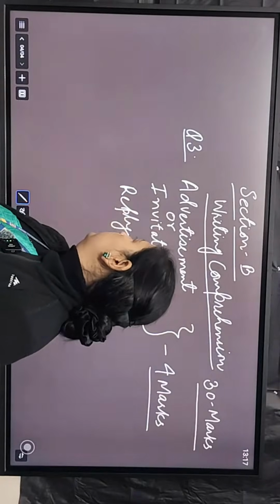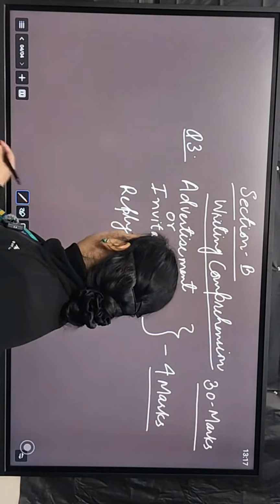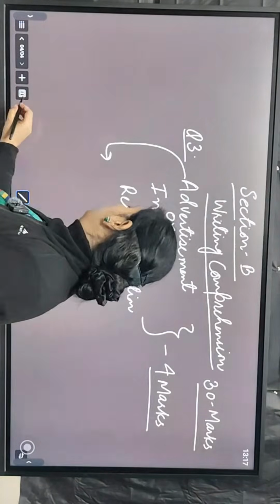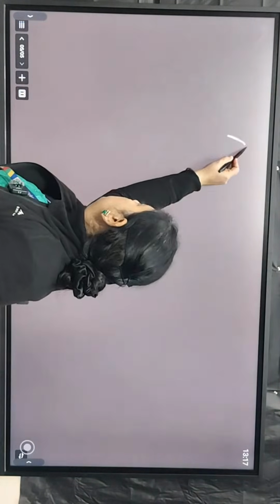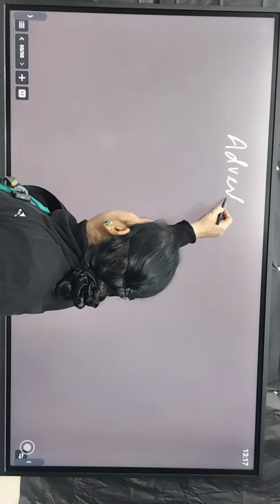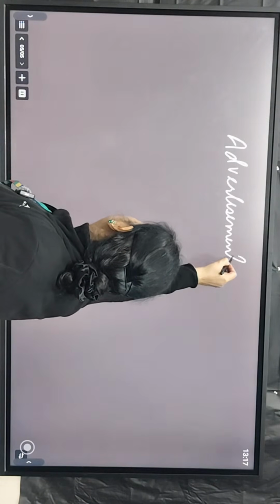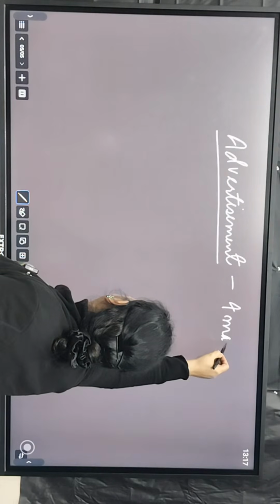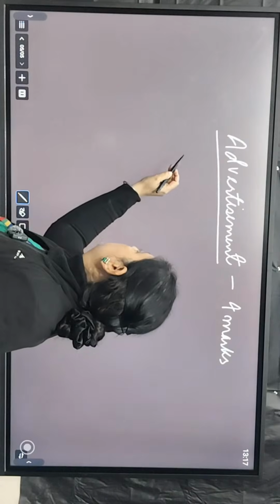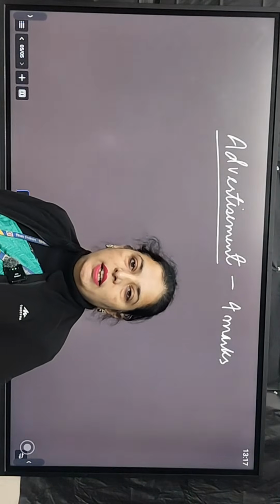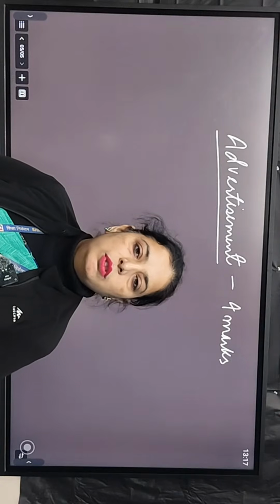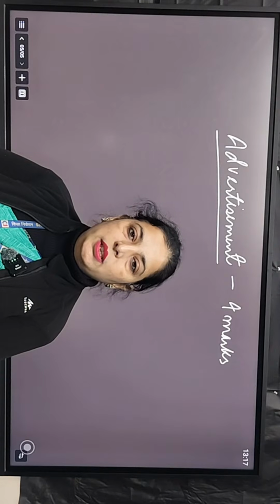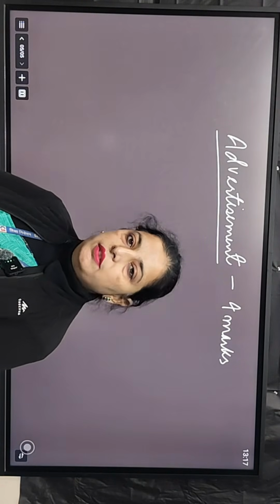What is question number 3? Advertisement. But in exams, we have to write classified advertisements. We have 2 types of advertisement. One is commercial advertisement and other is classified. तो पेपर में जो हमने तैयारी करनी है, that is of classified advertisements.